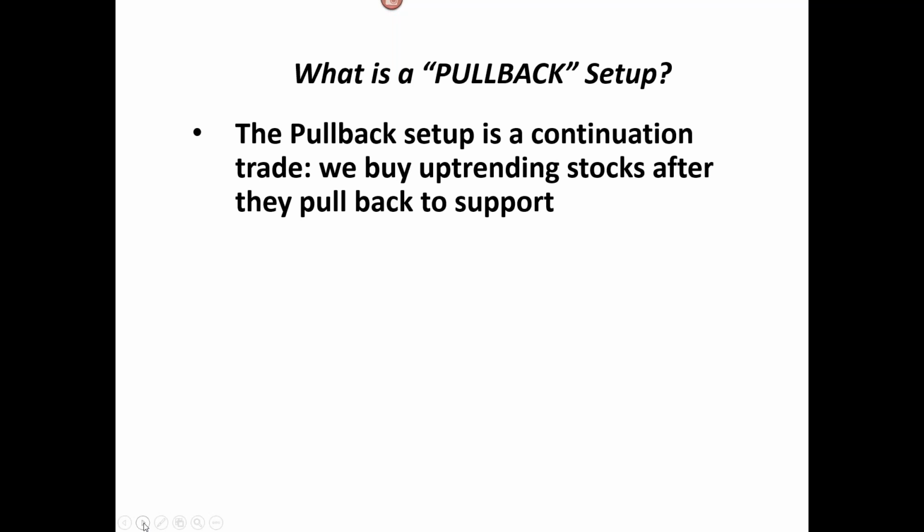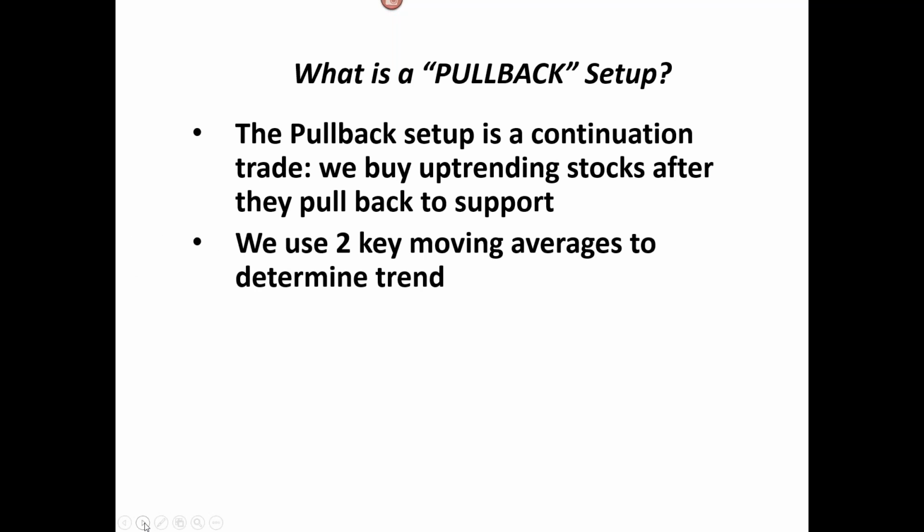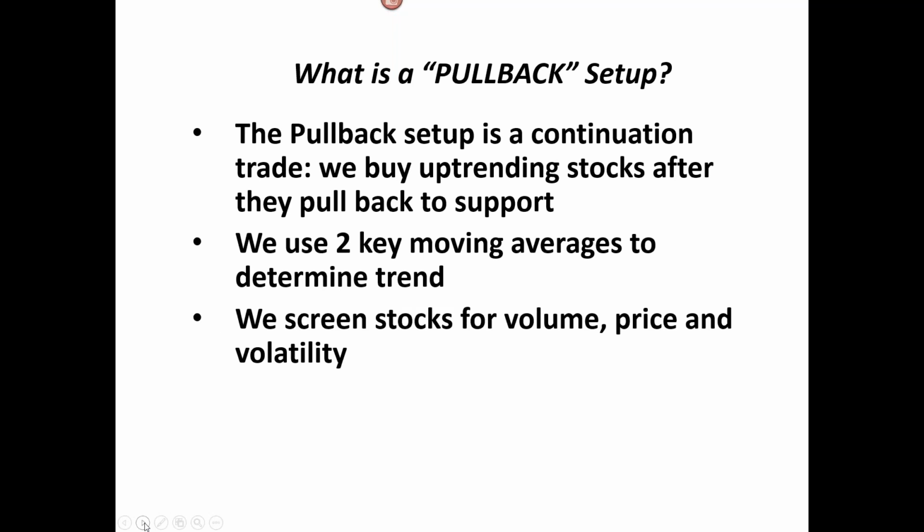So we're buying uptrending stocks after they have pulled back to some area of support, and we use 2 key moving averages to do a bit of trend analysis to make sure that we are indeed in an uptrending stock. And we also screen stocks in this system for volume. We don't want thinly traded stocks to pass through. We're looking for stocks that are trading at least 500,000 shares per day. We're looking for stocks over a certain price. I think the default setting is $5 per share, and of course you can change that if you prefer lower or higher price stocks.